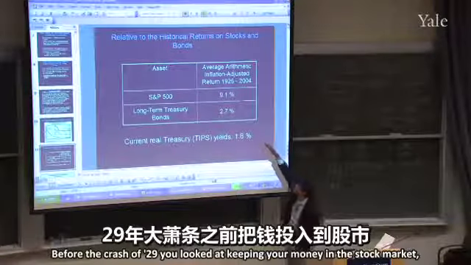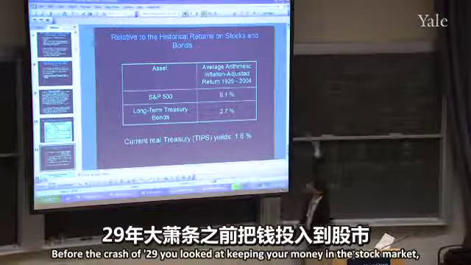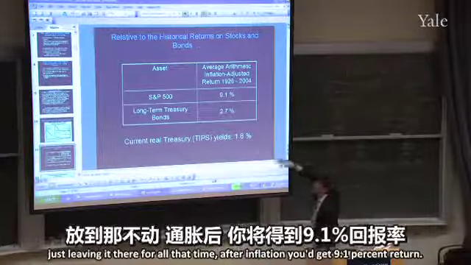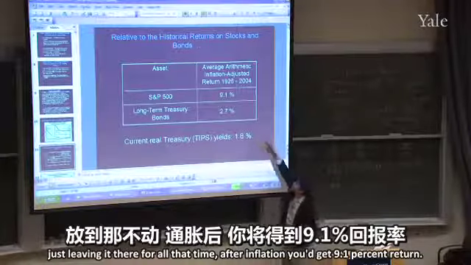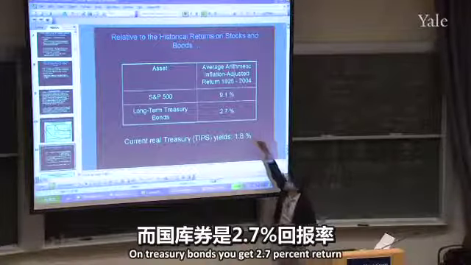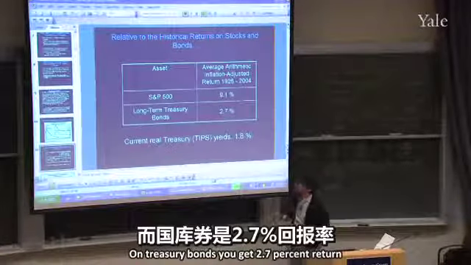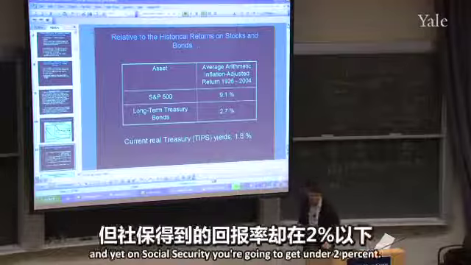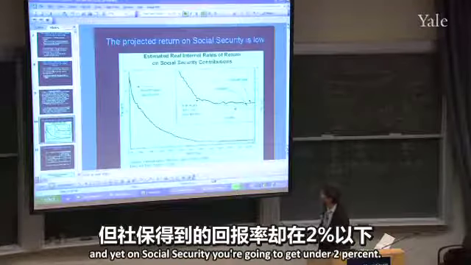Before the crash of '29, you looked at keeping your money in the stock market, just leaving it there for all that time. After inflation, you'd get 9.1% return. On Treasury bonds, you get 2.7% return. And yet, on Social Security, you're going to get under 2%.